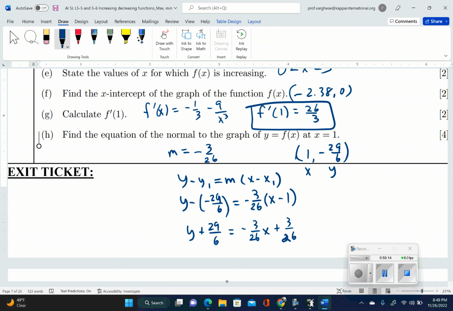I can subtract 29 over 6 from both sides, and I get as my final answer y is equal to negative 3 over 26x. And when I subtract 3 over 26 minus 29 over 6, I get negative 184 over 39. And your calculator will give you that answer. You do not need to do that in your head. All right, long video, but we're done.